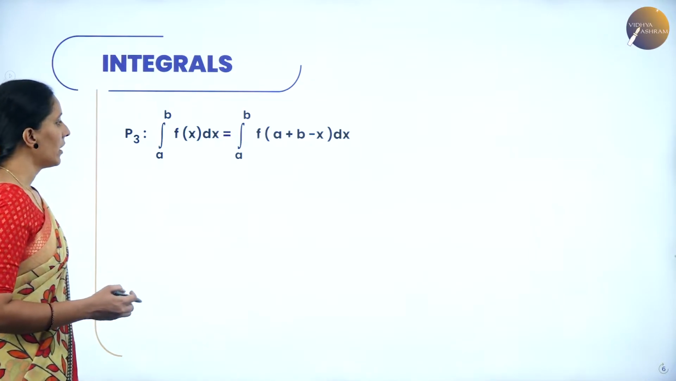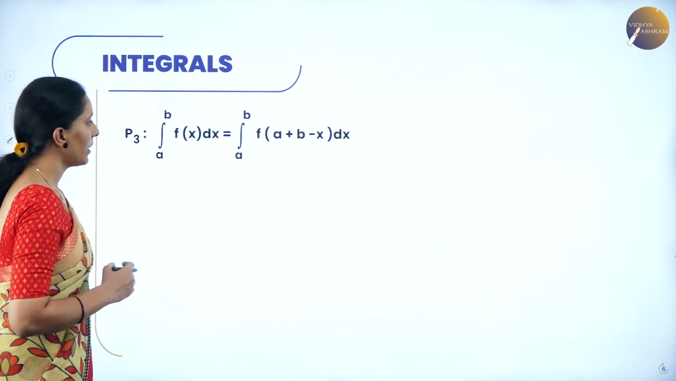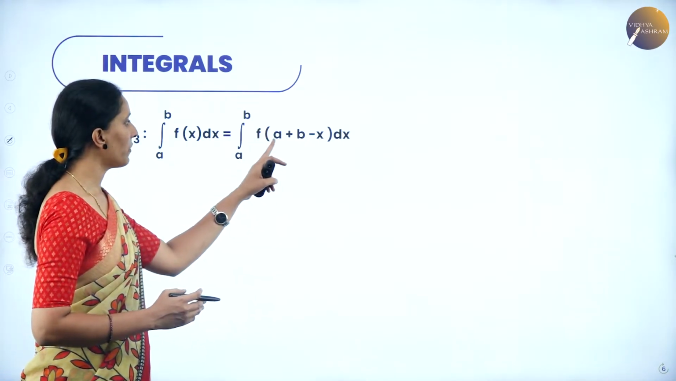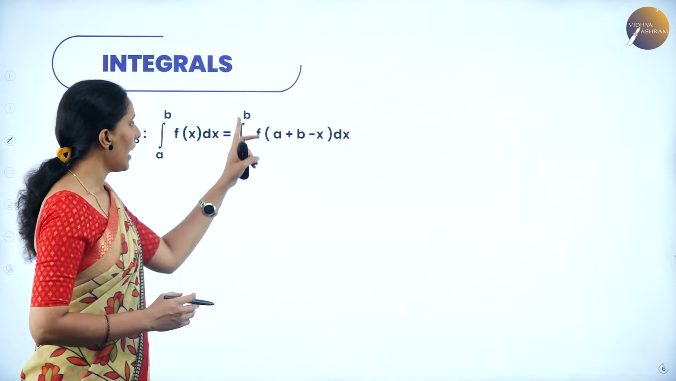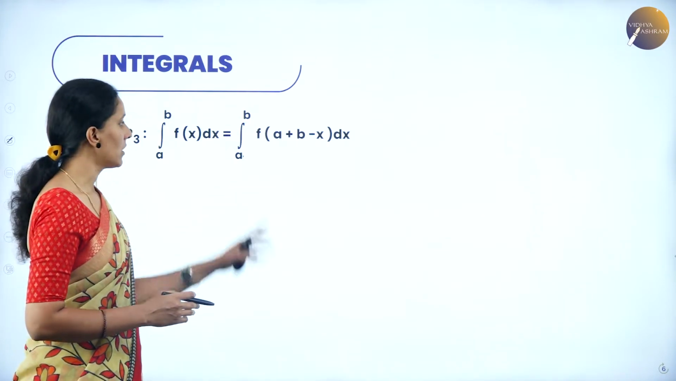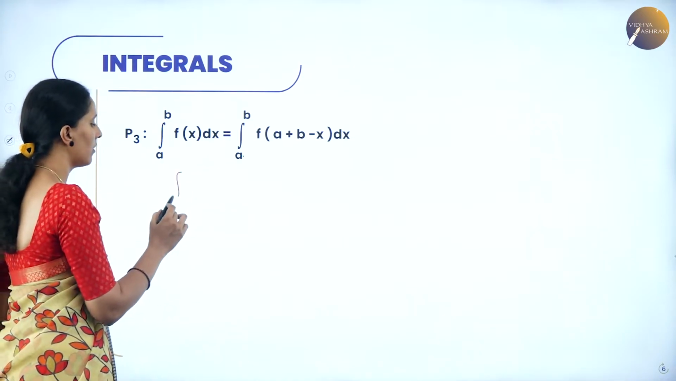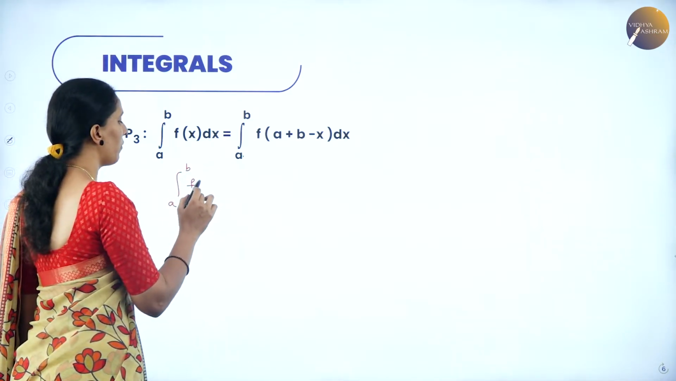Next, property number 3: if you have integral from a to b f of x dx, then it can be written in the form of integral f of a plus b minus x, where a and b are the limits of the integral. So now let's see here. Let me take integral from a to b f of x dx.